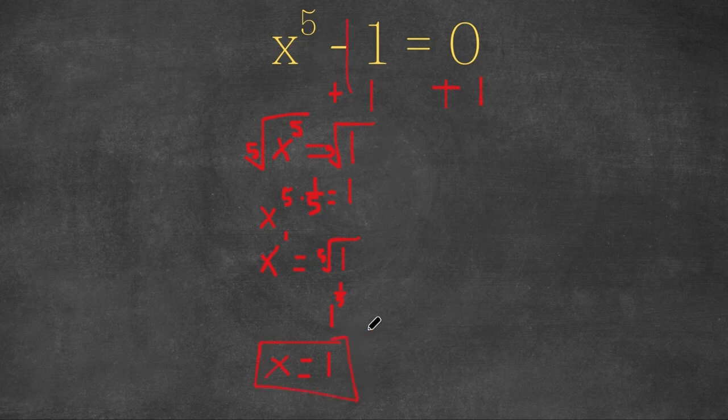Now, why don't we try plugging this in to our original equation? So if we substitute in 1 for x, we get 1 to the power of 5 minus 1 equals 0. Now 1 to the power of 5 is 1, so we get 1 minus 1 equals 0, and 1 minus 1 is obviously 0, so we have 0 equals 0. And because this is right, we know that x equals 1.